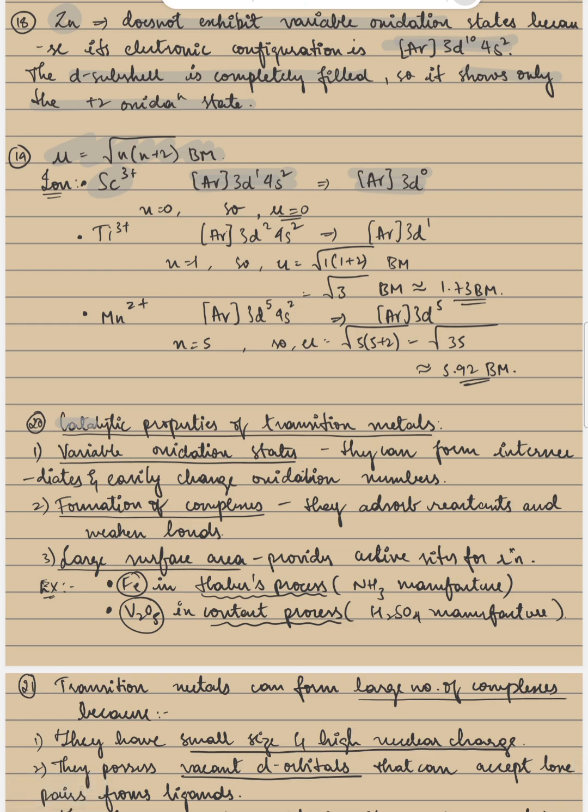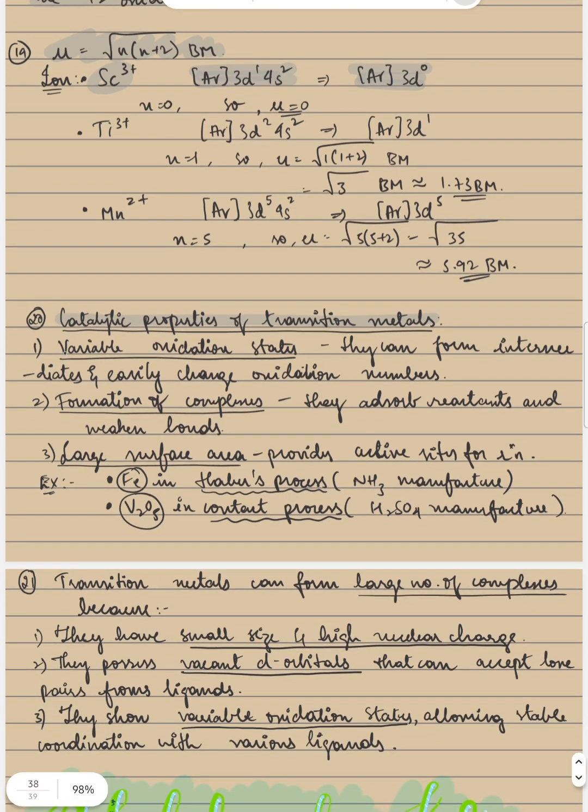Next is catalytic properties of transition metals. Variable oxidation state, formation of complex compounds, large surface area. They can form intermediates and easily change oxidation state. Formation of complexes, they absorb reactants and weaken bonds. Large surface area, they provide active sites for reaction. Fe and V2O5 in Haber's process and contact process: NH3 manufacture, H2SO4 manufacture.